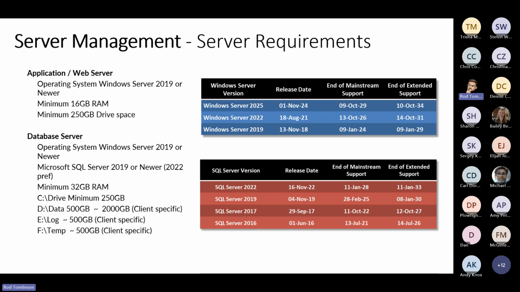And then another thing that people have asked about is how to segregate the drives on the servers. I know this gets a little bit into the weeds and a little bit technical, but if we have a C drive with a minimum of 250 gigs, and then splitting out your data and your log and your temporary folders is really a best practice, again, from a Microsoft website. And all of these sizes here, 500 gigs to 2 terabytes or 2,000 gigabytes, is again client specific. Log files is client specific as well, and temporaries are log specific.